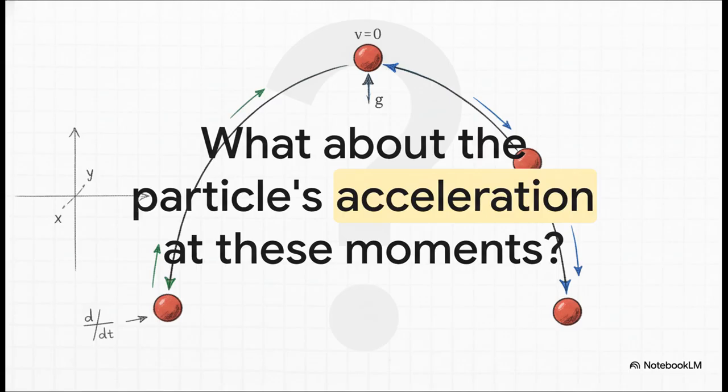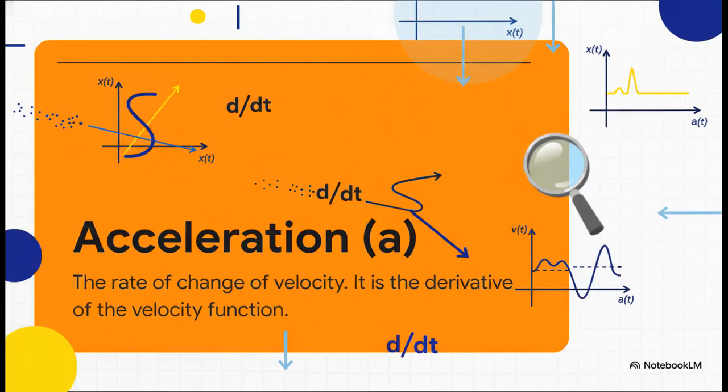Now here's a common trap. You might think, hey, if it stopped, velocity is 0, so acceleration must be 0 too, right? Nope, not necessarily. Just think about tossing a ball into the air. At the very tippy top of its flight, its velocity is 0 for an instant, but gravity is absolutely still accelerating it downward.